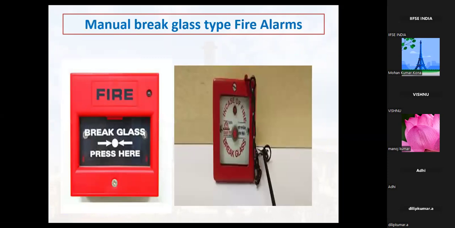Then manual break glass type fire alarms, which in most hospitals, schools and other places you must have seen. There are two types of system. The second is the older system. And then this is the new one, where you don't have a breaking glass device. You can press it. And in this device, even if you don't break the glass, or the moment the glass breaks, the system is automatically activated.